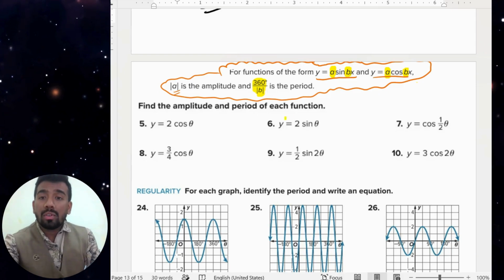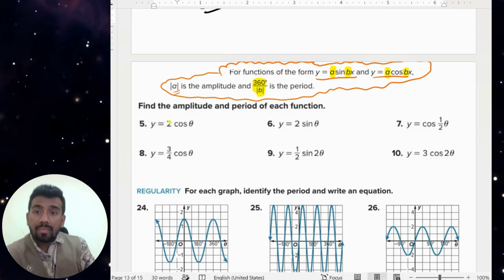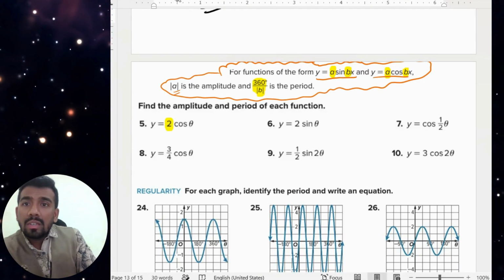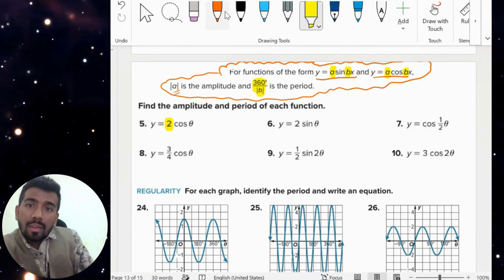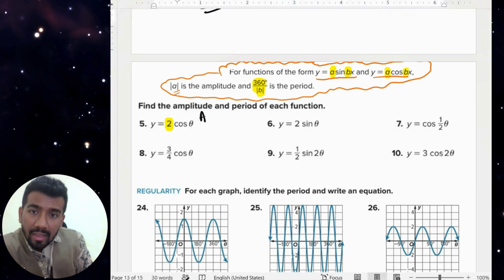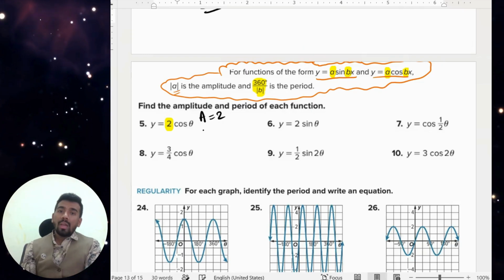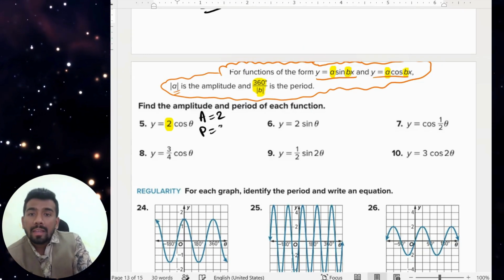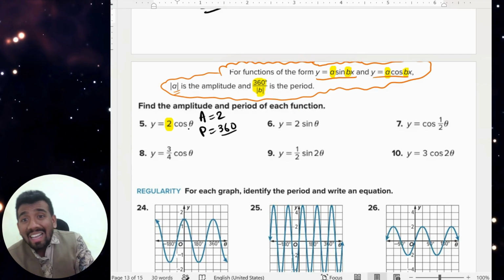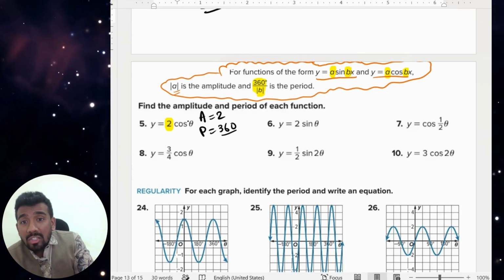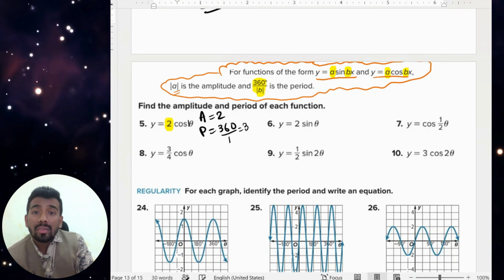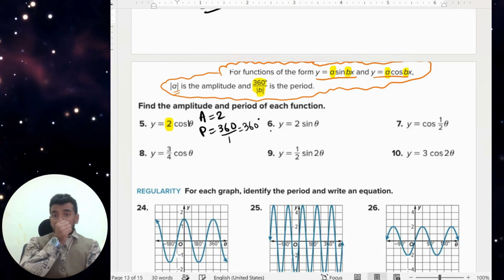Let's go straight to the question. Question 5. Now what's a? The number before cosine. That's 2. So that's your amplitude. So I'll say amplitude is A. How much is it? 2. And what's the period? It's 360 divided by B. Now what's B? The number with the variable. Now with theta, there is no number. So let's take 1. So it's 360 over 1. So period is what? 360 degrees. Okay, so that's the period.